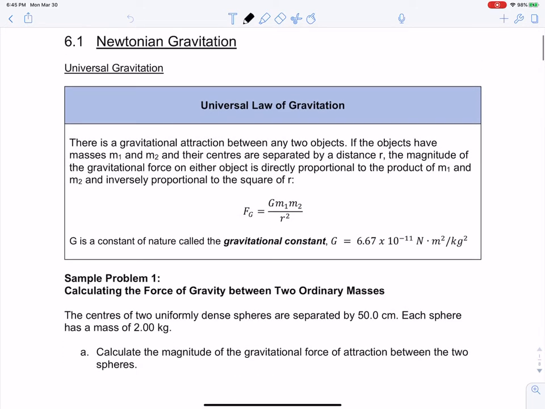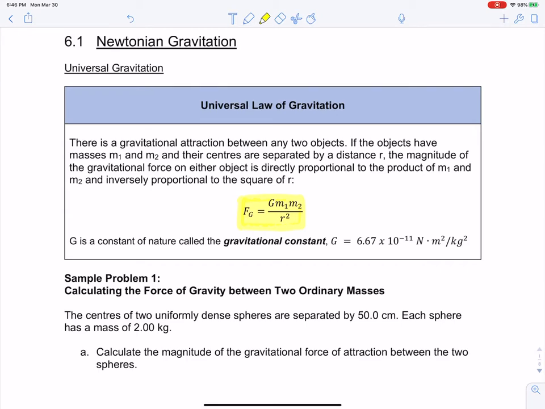Newton's law of universal gravitation can be summarized with this equation. F_G is equal to G m1 m2 over r squared, where m1 is mass 1, m2 is mass 2, and r is the distance in between them. Capital G is the gravitational constant. This value is 6.67 times 10 to the power of negative 11 newtons times meters squared per kilogram squared. You will be able to find both the equation and this constant on your formula sheet.